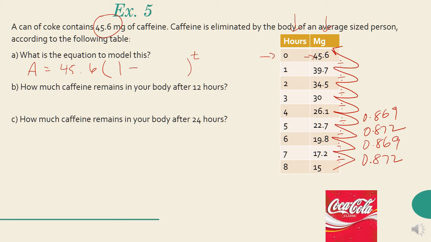Now those aren't identical, and they're not going to be for real world data, right? However, 0.872 and 0.869, those are both really, really close, so if I only went to 2 decimal places, 0.872 would round to 0.87, and 0.869 would also round to 0.87. So I'm going to say this equals 0.87. Now that just tells me that the body has 87% of the previous amount left.